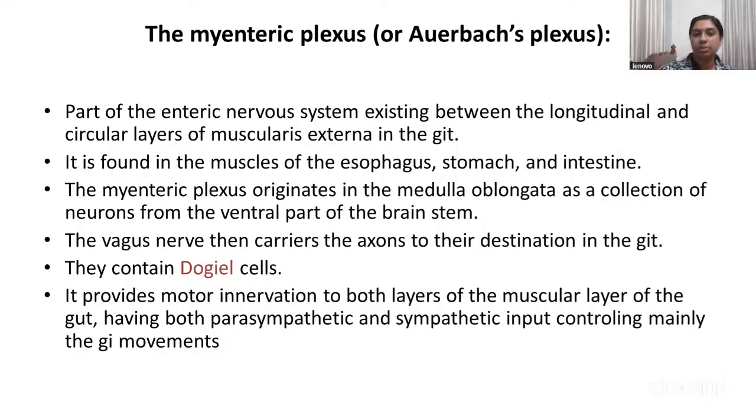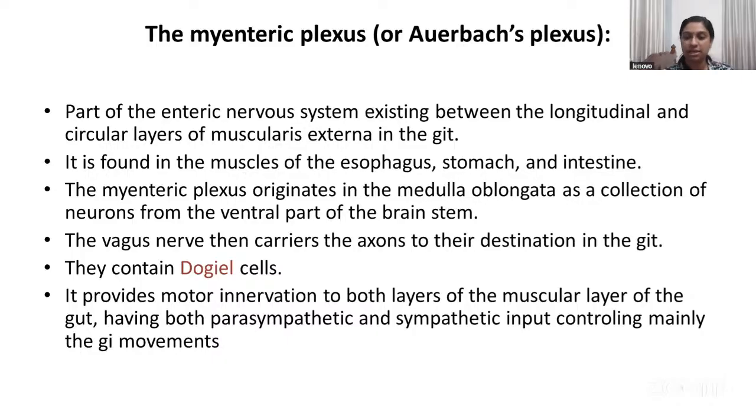So what is Meindrick plexus or Auerbach's plexus? It's a part of the enteric nervous system. Enteric means something related to the gastrointestinal tract, and it exists between the longitudinal and circular layers of the muscularis externa in the GIT. It is found in the muscles of the esophagus, stomach, intestine, everything. And the Meindrick plexus originates from the medulla oblongata as a collection of neurons from the ventral part of the brainstem. And the vagus nerve then carries the axons to their destination in the GIT.